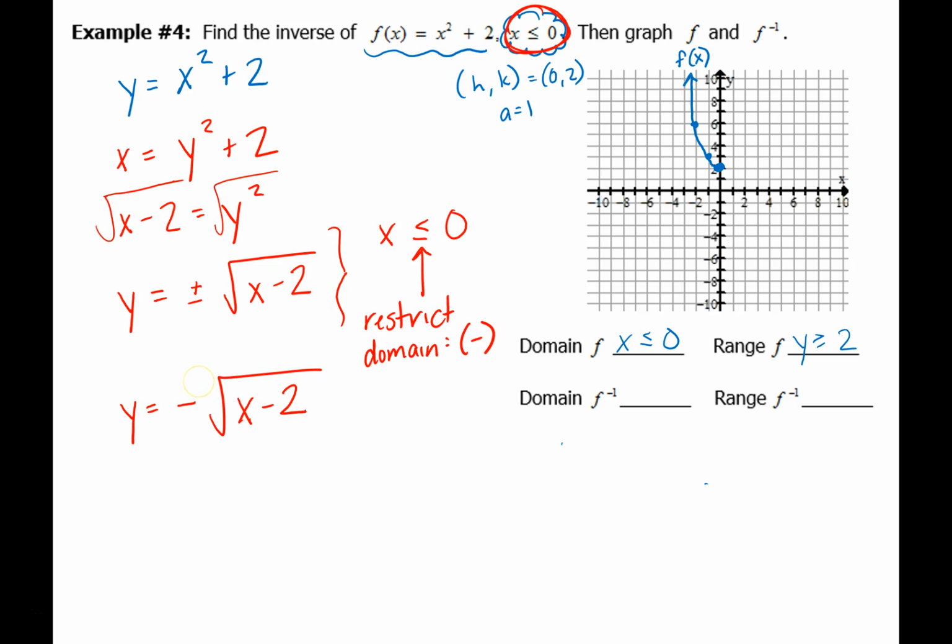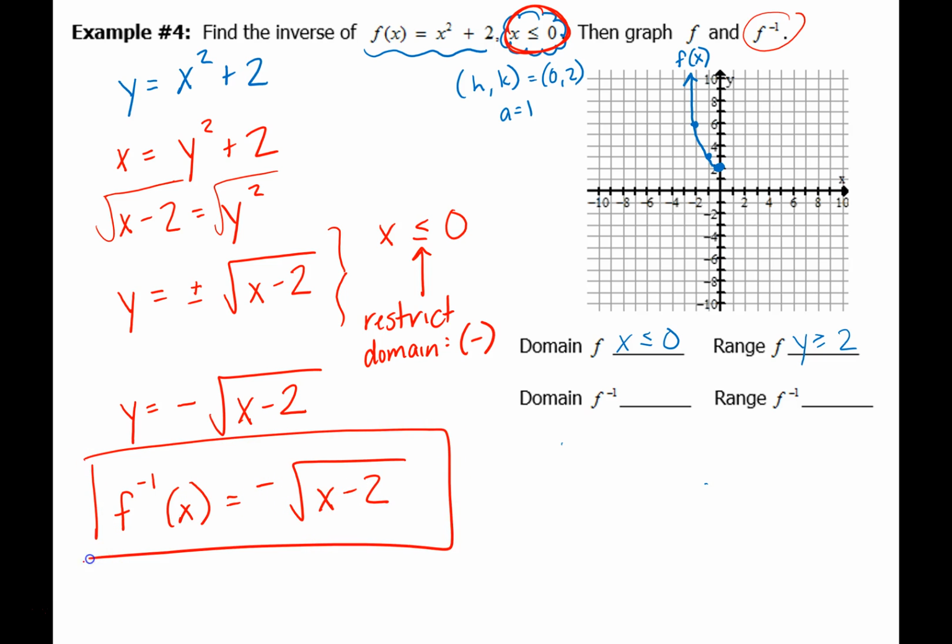So when I choose that, this is going to only give me half of the parabola flipped on its side. And if I rewrite this using f inverse notation, which is what the problem originally said, I'm going to say f inverse of x is equal to negative square root of x minus 2. So that's my equation there.